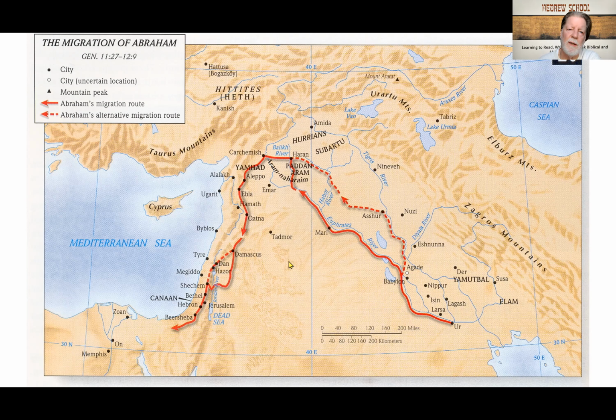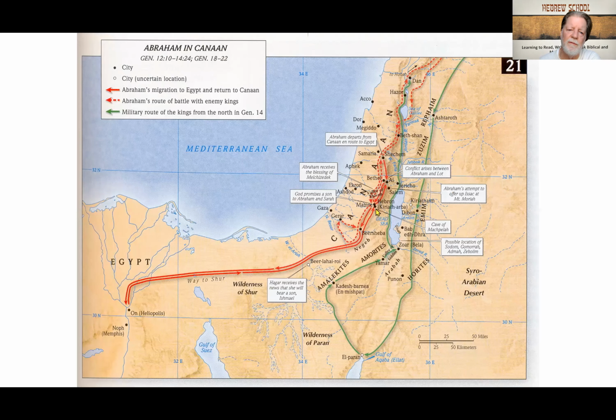And in probably chapter 12, we had the story of Abraham and Sarah going into Egypt and spending some time there. Let's see, 12:10 to 14:24. So here we have the promised land, and here we have the route that they took into Egypt. I don't think the Old Testament tells us exactly where they went in Egypt, but the arrows show them going to On, or Heliopolis is the Greek term of that city.